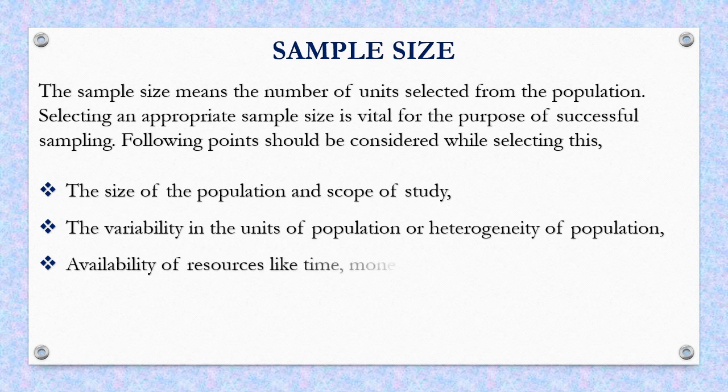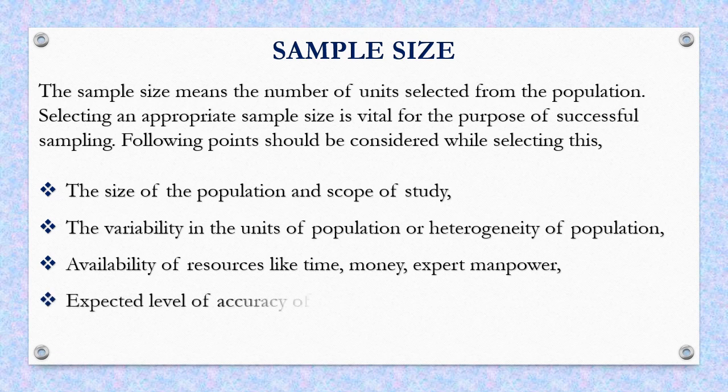Availability of resources like time, money, expert manpower, etc. So if I have more time, more money, more experts, I can take a bigger sample. Similarly, with less time, less money, fewer experts, I have to take a smaller sample. I don't have an option there. And last, expected level of accuracy of sample results. If I need a very accurate, very in-depth, very detailed result, I need to take a larger sample. And if the level of accuracy expected is normal, simple, not that detailed, I can make do with a smaller sample.